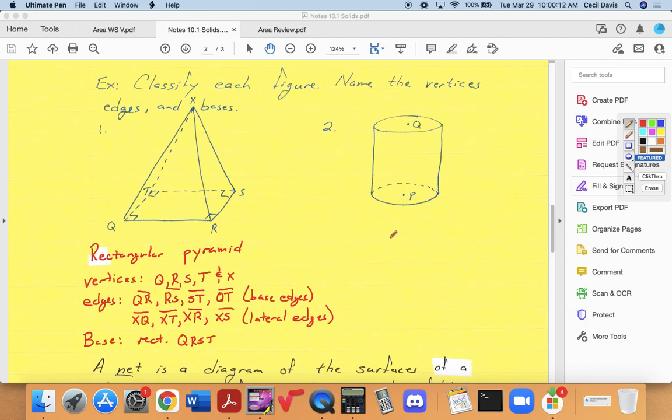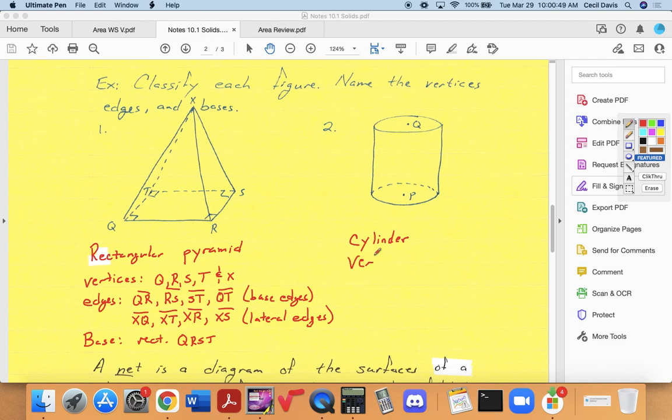All right, let's take a look at number 2. What kind of a figure is that? It's a cylinder. Every now and then you'll see something described as a circular cylinder. You can have other curved things for bases in cylinders, but we don't really deal with that, so we're only going to deal with circular cylinders. So this is a cylinder.